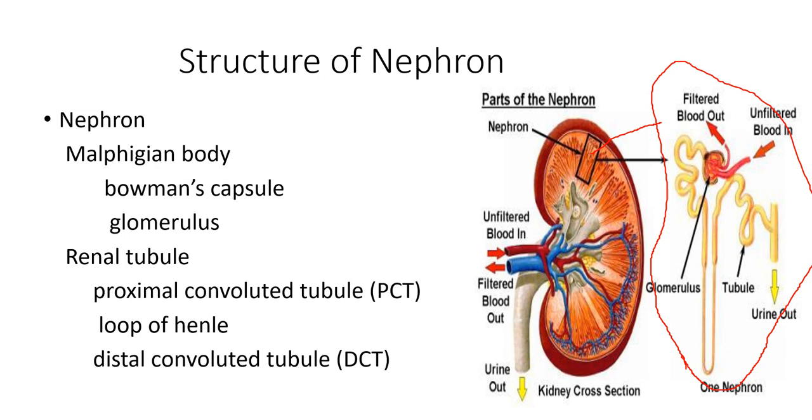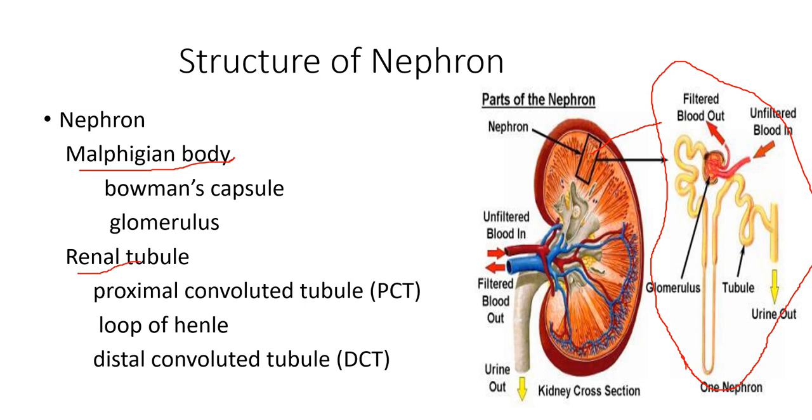Each nephron has two parts. It consists of basically two parts: one is the Malpighian body and the other one is the renal tubule.